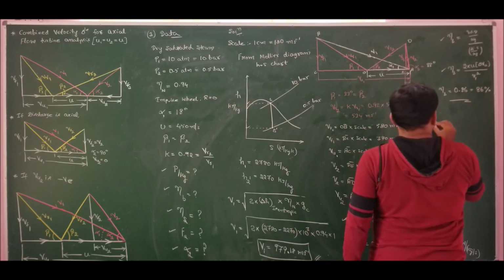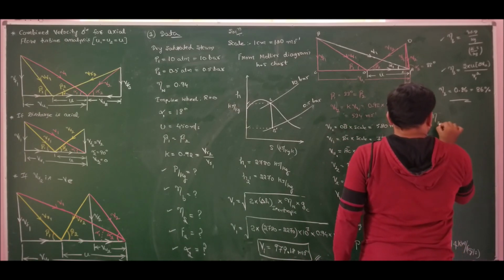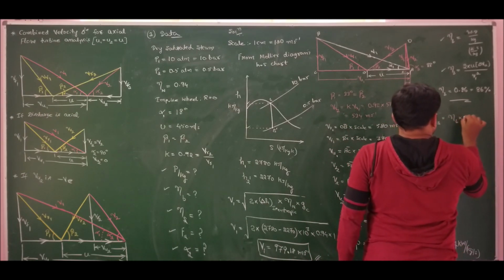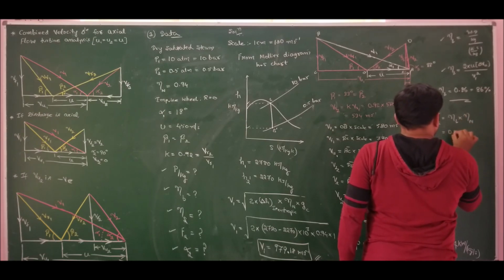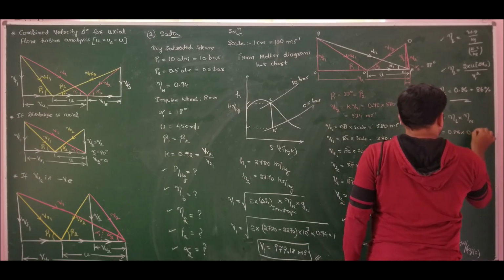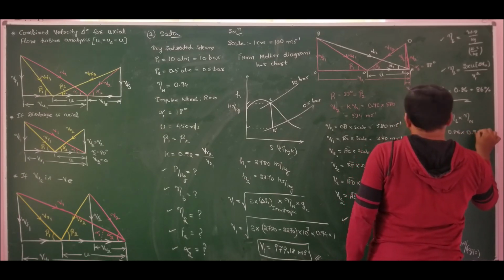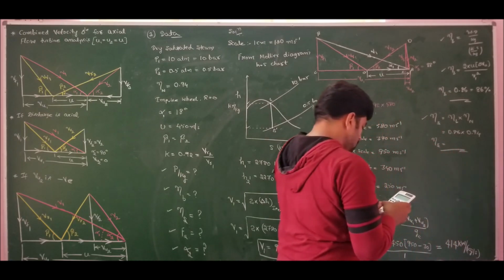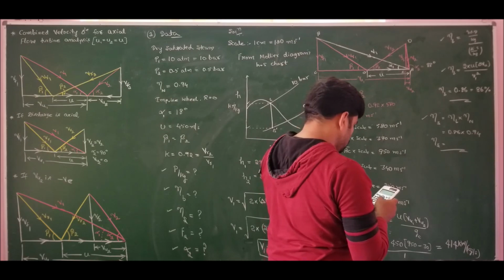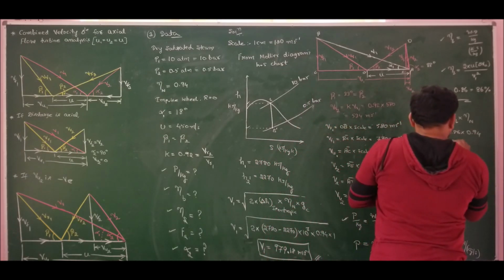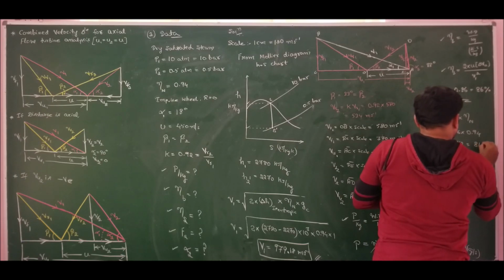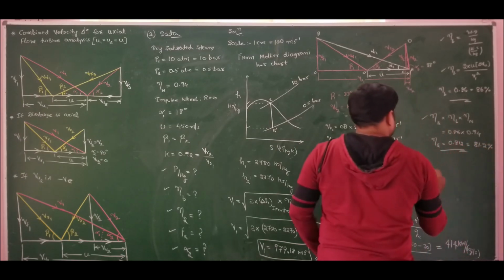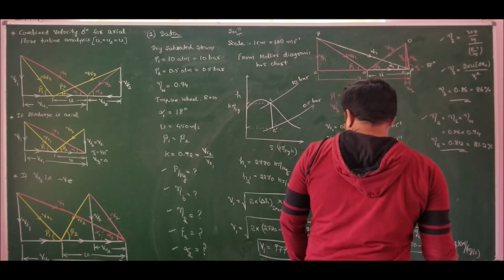Next he has asked stage efficiency. Eta stage is equal to eta blade into eta nozzle. Eta blade is 0.86, eta nozzle is 0.94 given. So therefore stage efficiency is 81%, that is 0.812, which is equal to 81.2%.